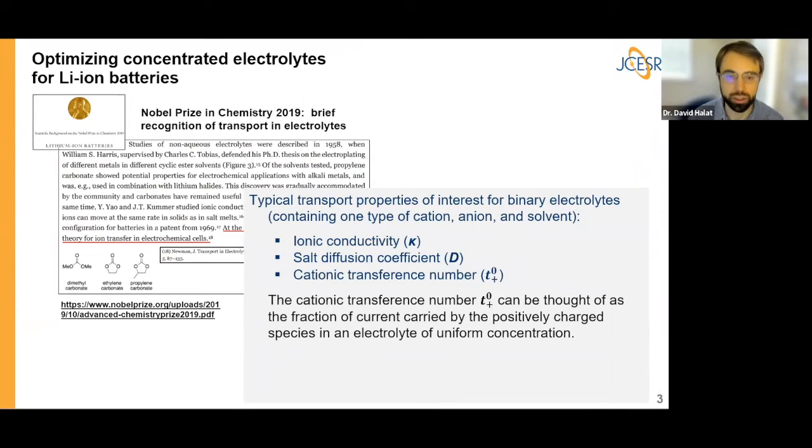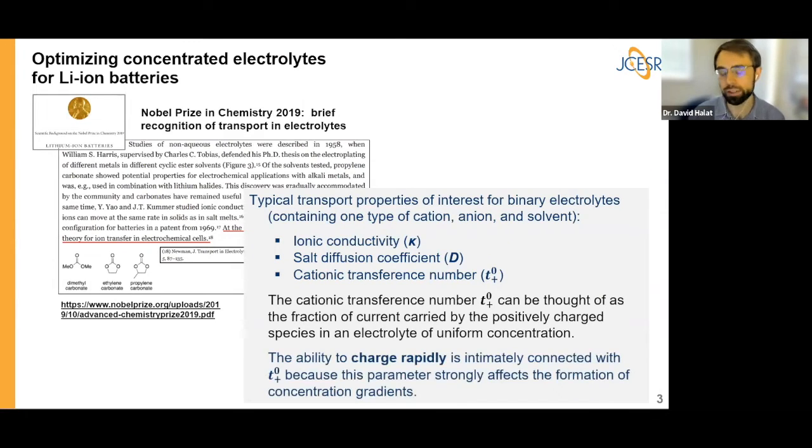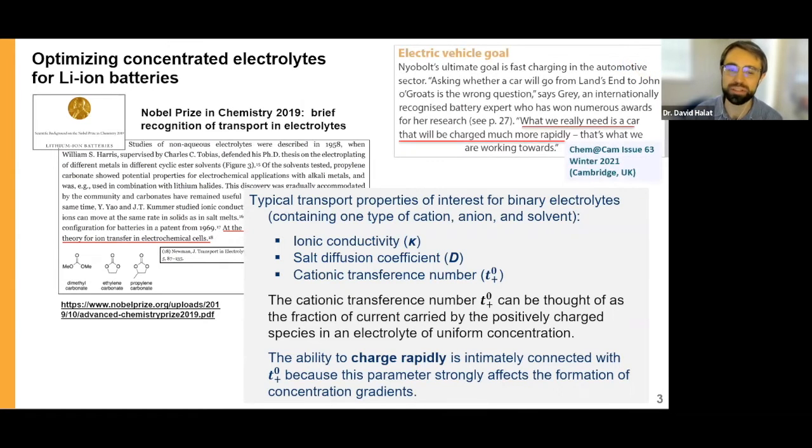And it turns out that this transport parameter impacts the formation of concentration gradients within an electrochemical cell, which is the major limiting factor to how rapidly a battery can be charged or discharged. And to motivate the importance of developing materials that can be charged or discharged quickly, none other than Clare Grey, of course, was quoted recently saying that fast charging is the outstanding research question that will determine electric vehicle adoption, rather than the questions that we typically ask about capacity or vehicle range.